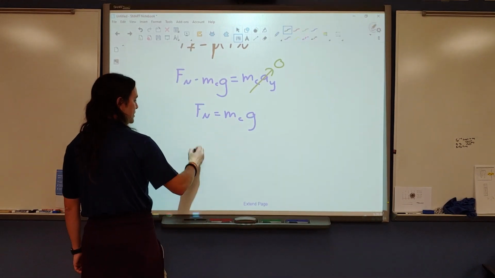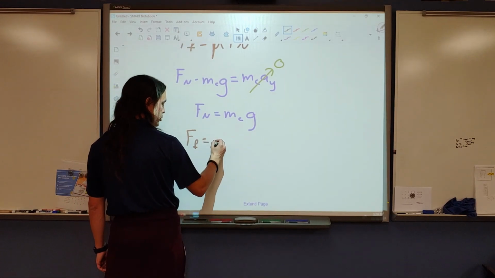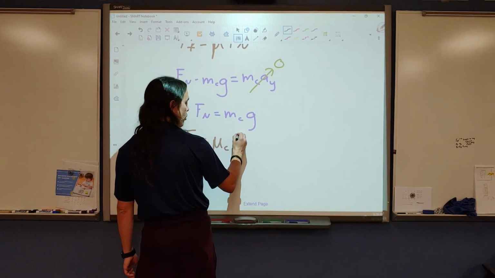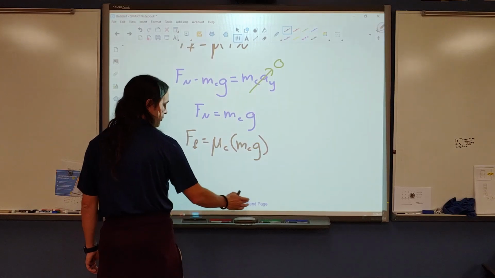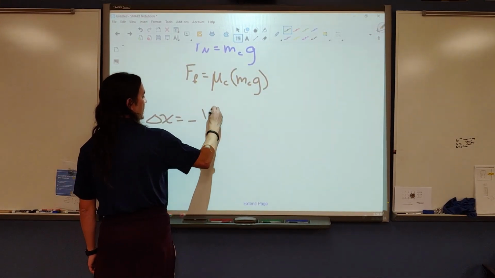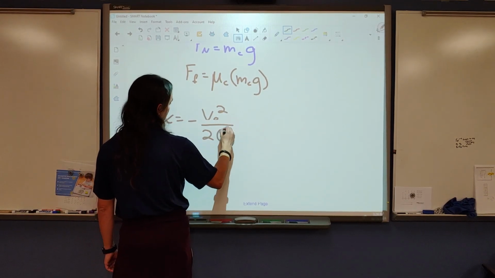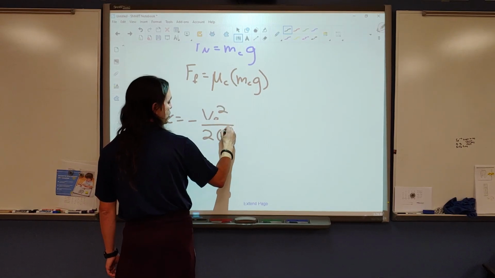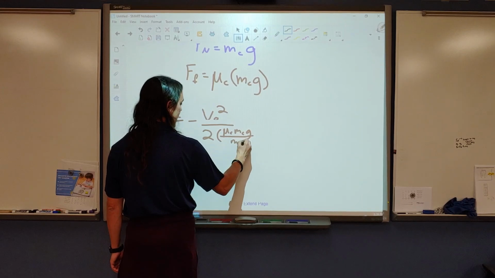Taking this, I can then say that my force of friction, being kinetic friction, is equal to my coefficient of friction, mu c, times my normal force, which is mcg. Now that I've got my force of friction, I can go back to my equation. We said delta x was equal to negative v naught squared divided by 2. We said a could be replaced with the force of friction, but I now know that the force of friction is mu c mcg divided by mc.